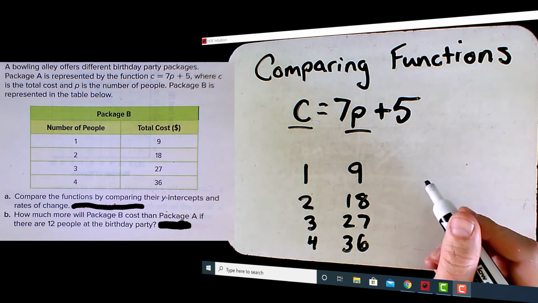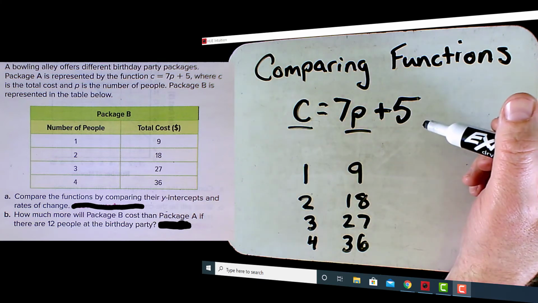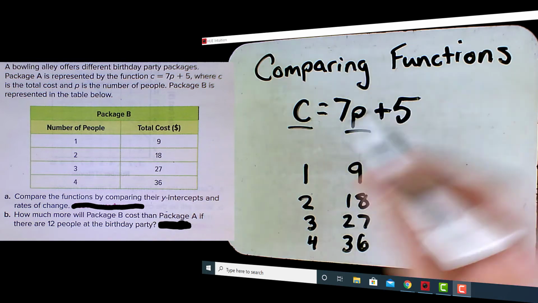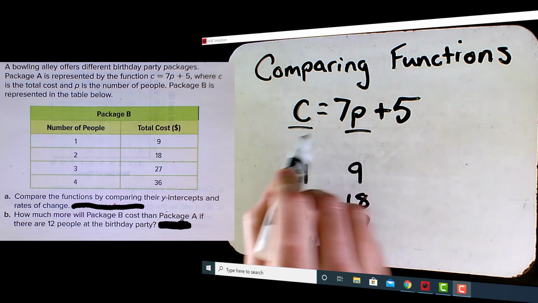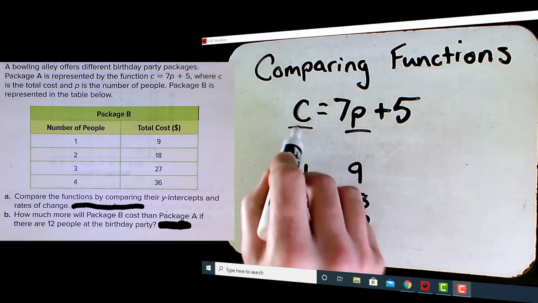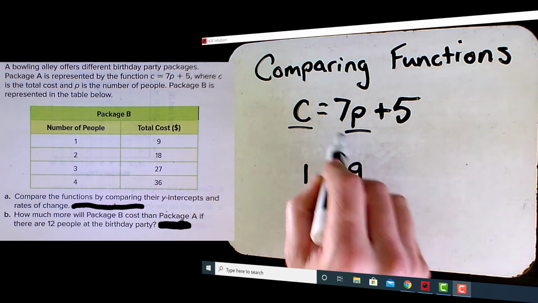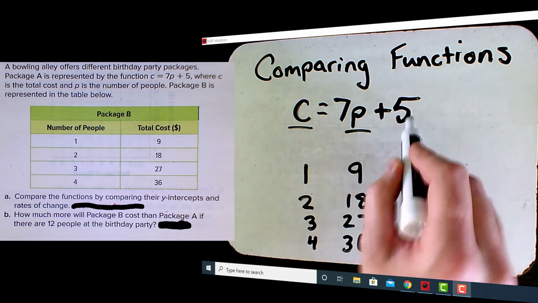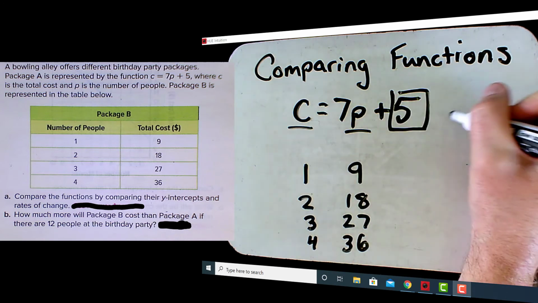Okay, so it wants us to compare their y-intercepts. Well, I'm going to start with my equation. My equation should be pretty easy to find my y-intercept because it's given me a y equals mx plus b format. They've just used different variables. It's still y, but they used c, equals m, which is 7, times x, but they used p instead, plus b, and their b is 5. So my y-intercept is 5.